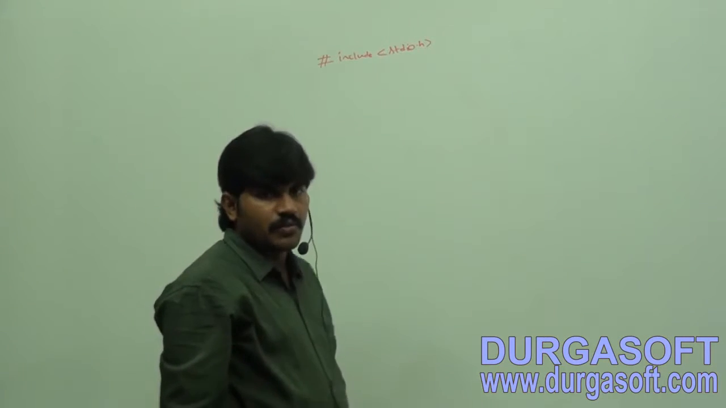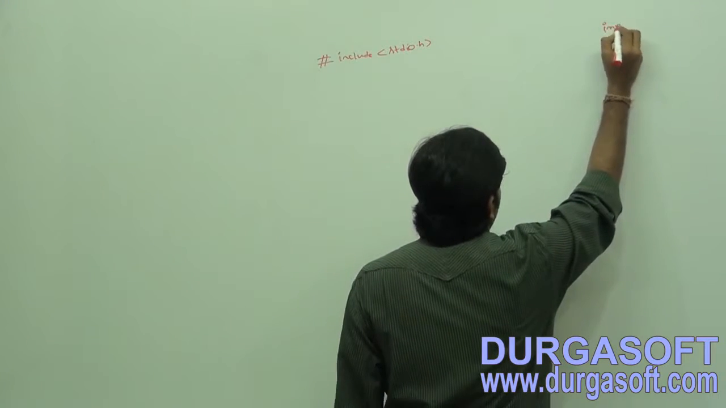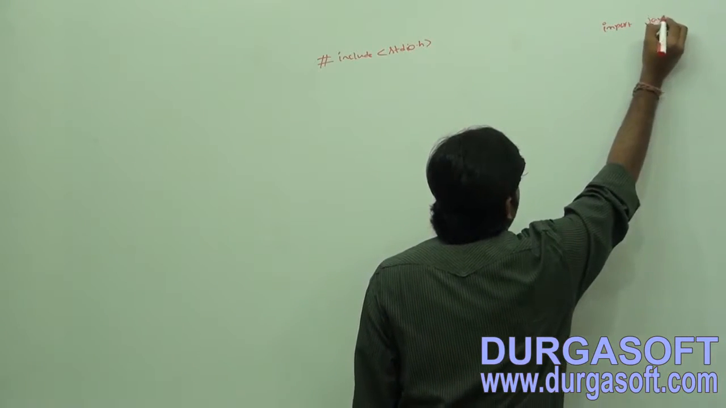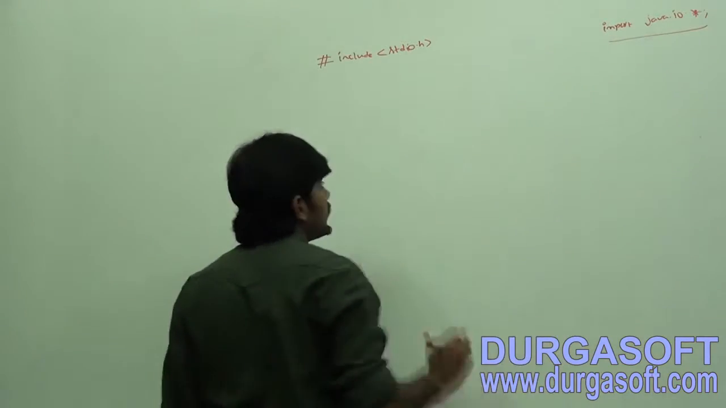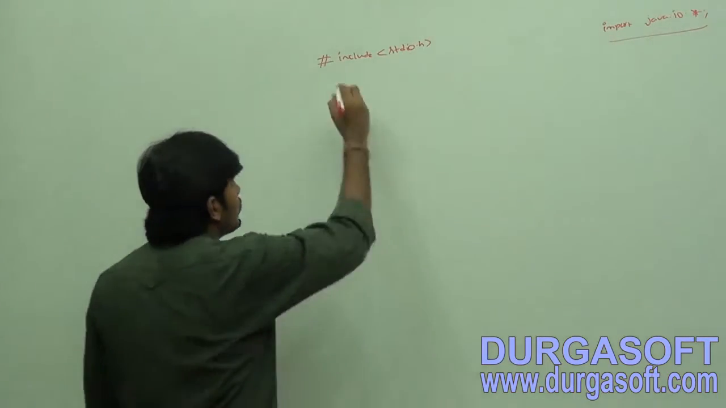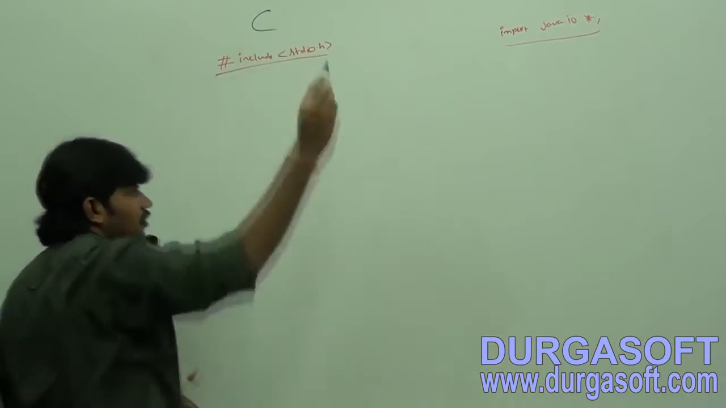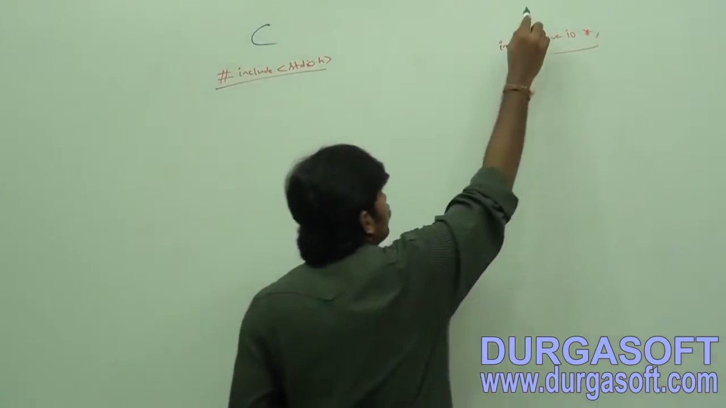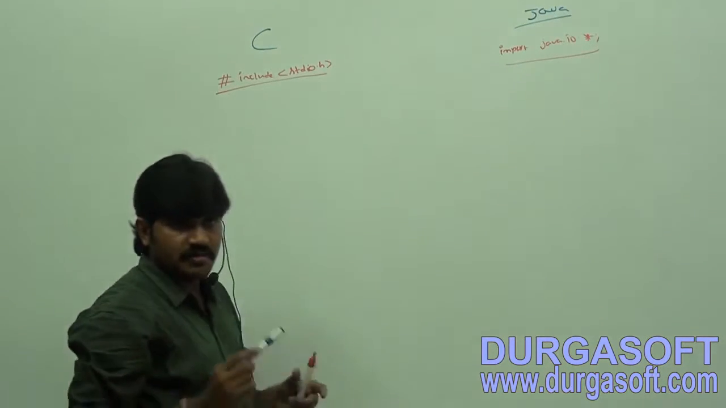In C language it is #include <stdio.h>, but in Java language it is import java.io.*. What is the difference between the C language include and the Java language import statement?